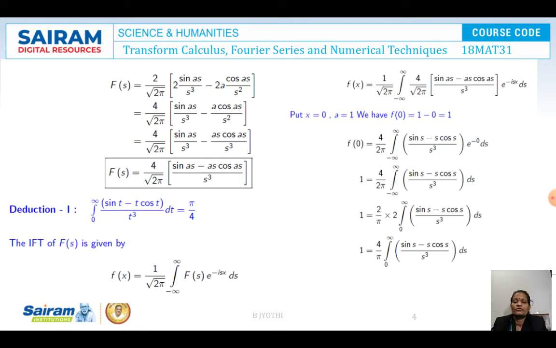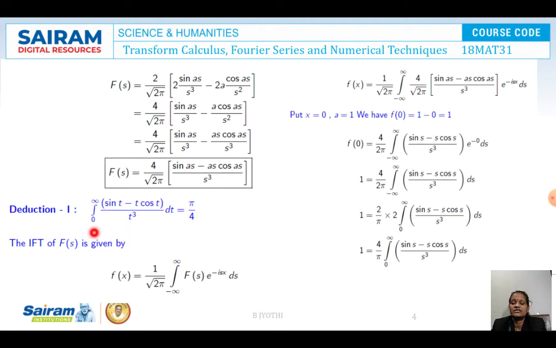Now, we are getting 2 divided by root 2 pi into (2 sin as divided by s cube minus 2a cos as divided by s square). Taking the 2 common, we get 4 divided by root 2 pi into (sin as by s cube minus a cos as divided by s cube). Therefore, f of s is given by 4 divided by root 2 pi into (sin as minus as cos as) divided by s cube. We will get it.